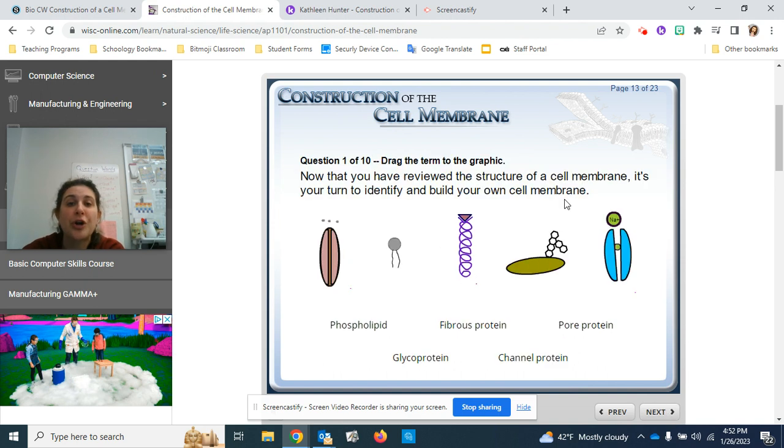What you're going to do now is you're going to go to this website and you're going to do these activities. And as you're doing them, you're going to fill the answers in on your worksheet. So your worksheet has the same questions as this website. So you're going to go to the website. You're going to click all the way through until you get to page 13, and then you're going to do the activities.